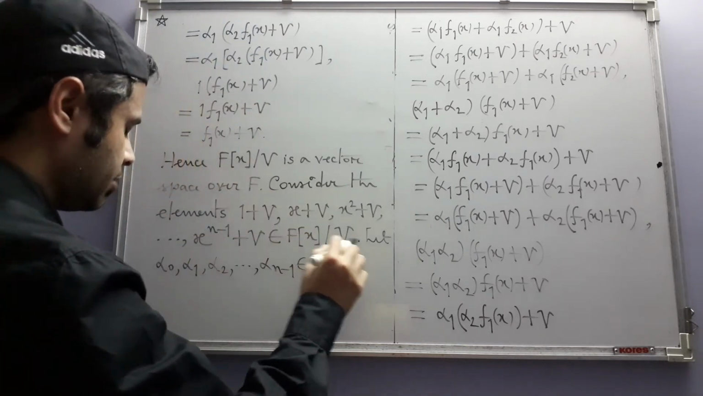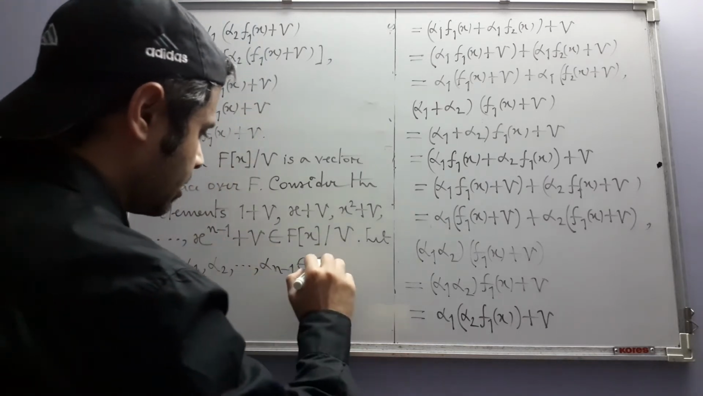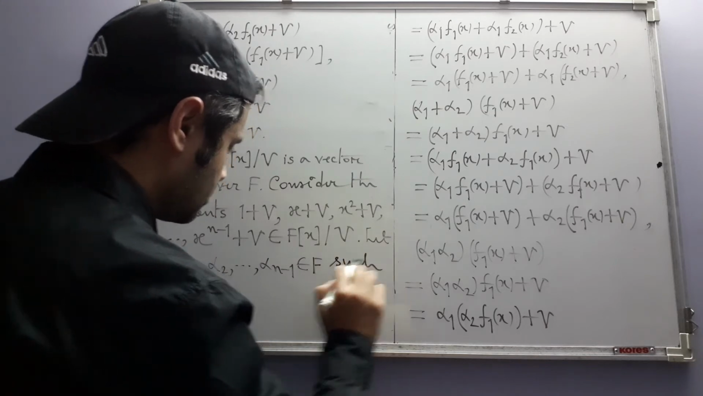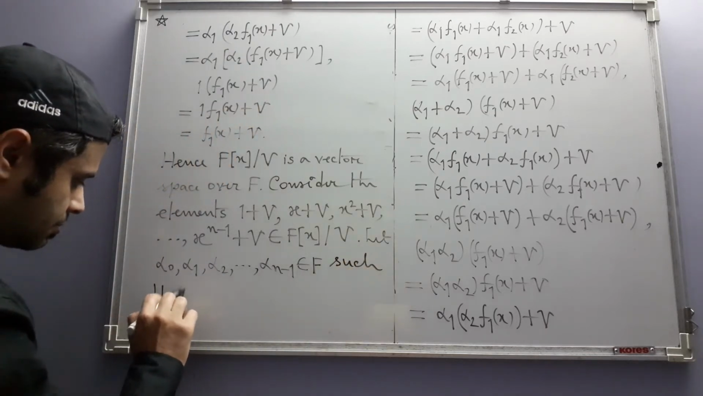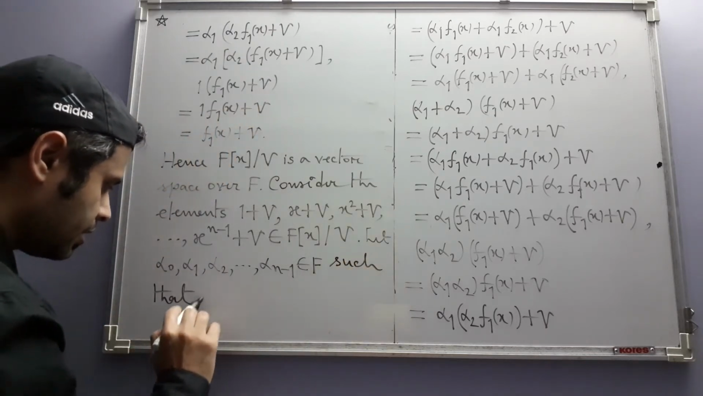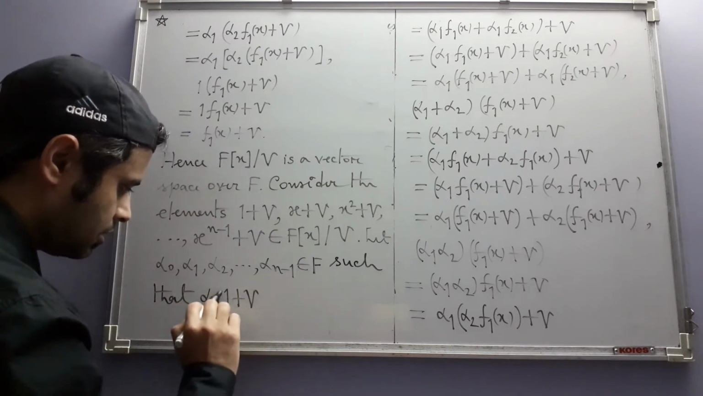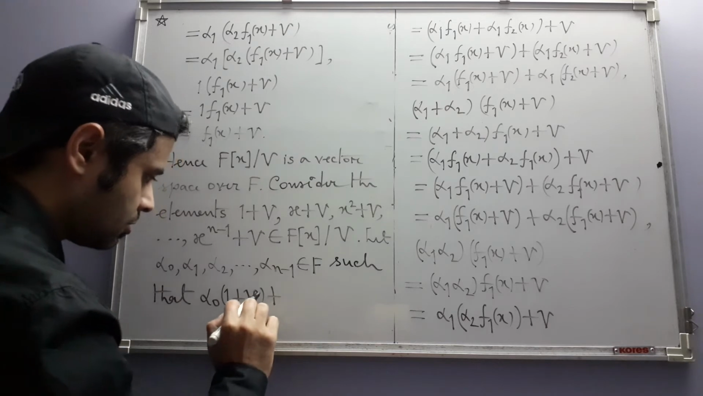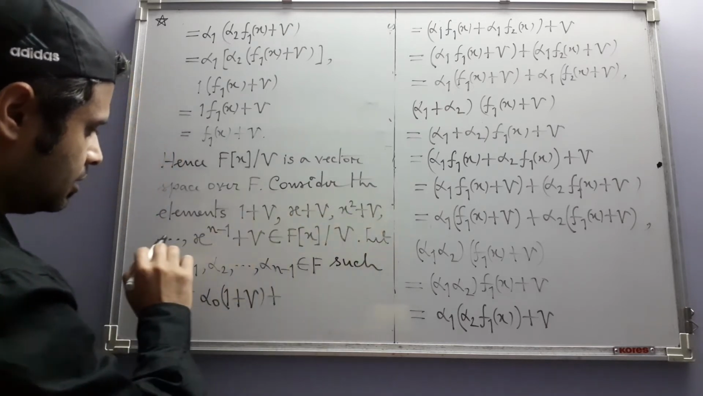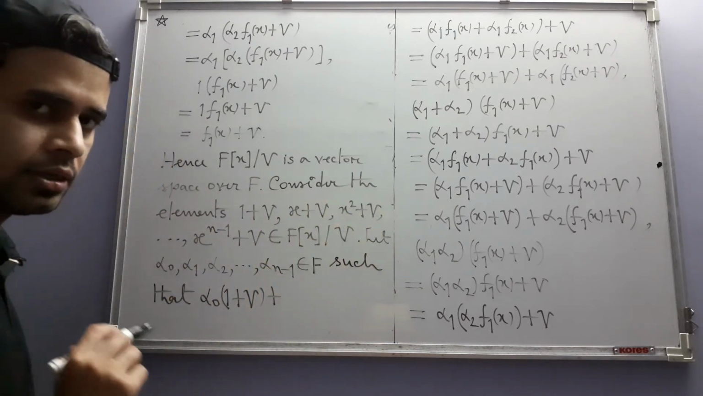So anyway, let these be scalars such that this linear combination is 0. So now we want to prove that these elements are linearly independent.